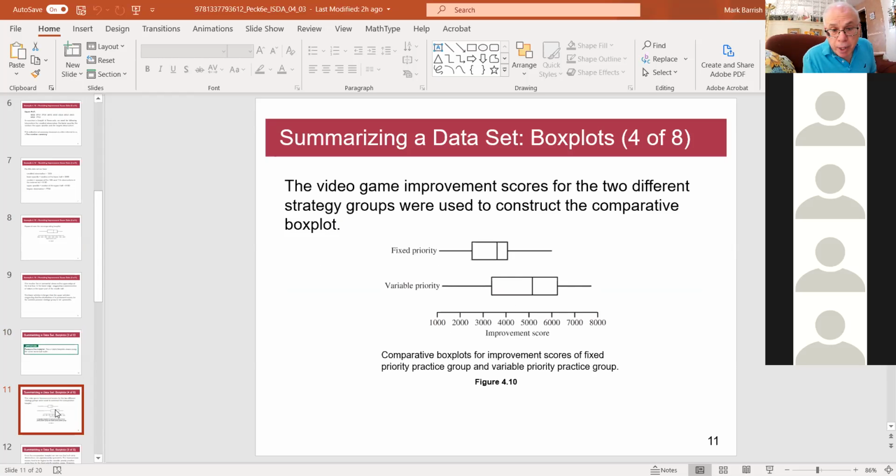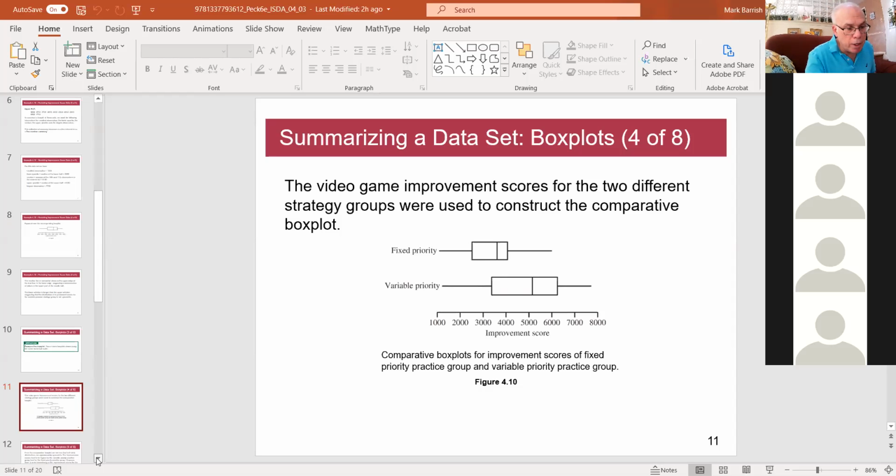And you could tell by just looking at the two box plots that the one on the bottom is more variable than the one on the top, right? The range is much bigger on the second one, the variable priority, than the fixed priority one on the top. And the median is bigger on the variable priority one. You could tell the IQR is larger also, things like that, just by staring at the two box plots.